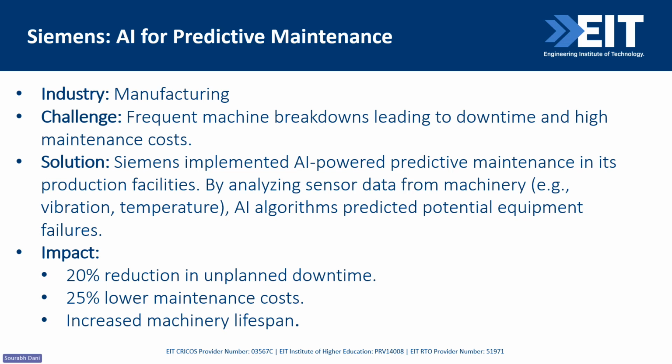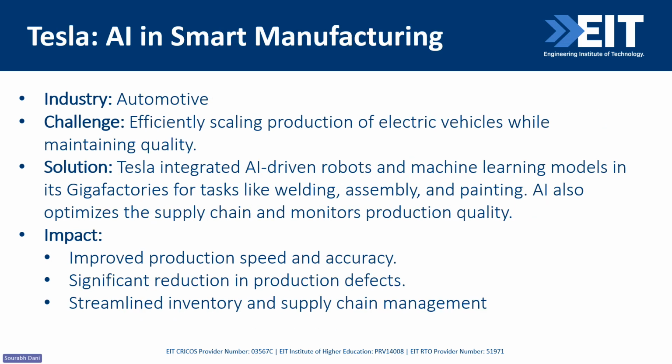Now on slide number 28, I'm going to discuss Tesla, from the automotive industry. The challenge was how to efficiently scale production of electric vehicles while maintaining quality. Because suddenly Tesla was the first car to introduce an electric vehicle with complete automated driving, and people were demanding to drive that vehicle. So how could they scale up production while maintaining the quality as well? What Tesla did was integrate AI-driven robots and machine learning models in the gigafactories.